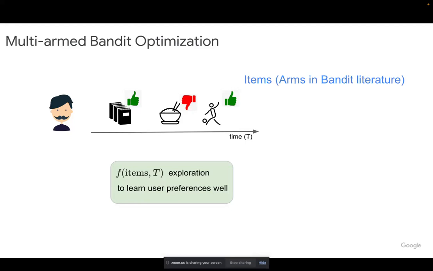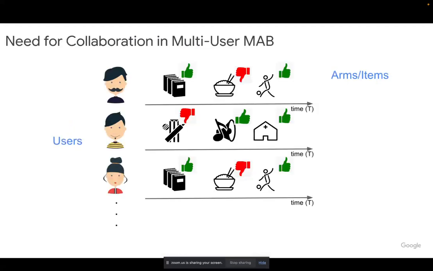This is intuitive because if the number of items in the setting is large, the algorithm needs to explore more in order to understand the preferences of the user towards all the different items. Similarly, if the number of rounds is large, the algorithm needs to explore more so that it can be more confident about the learned user preferences. Now, although single-user multi-armed bandit optimization problems have been studied significantly, not much is known about its generalization to the multi-user setting.